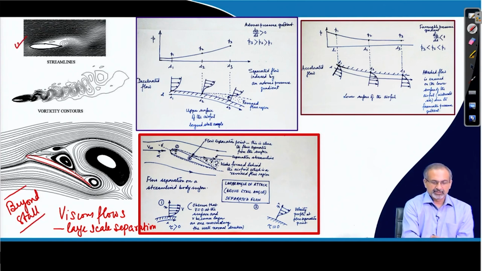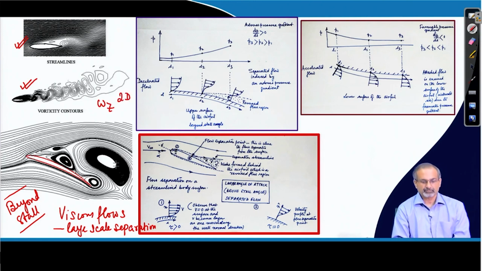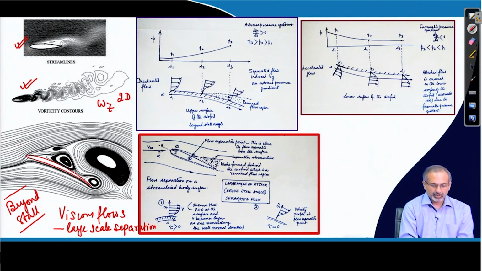You can see instantaneous streamlines, you can see vorticity contours. So, they must be carrying information about the omega z component because it is a 2-dimensional flow. You can also see closer views of streamlines here, and you can see very large scale flow separation and large eddy or vortex structures.